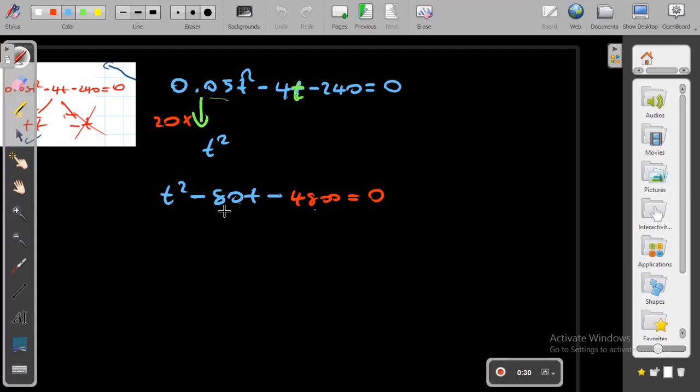Now this one, t square minus 80t. Forget about these two zeros. Consider 48. How can you make 48? 1 times 48 is useless, the difference is just 47. 2 times 24 is still useless. So the difference should be something close to 8 when you consider the pairs.